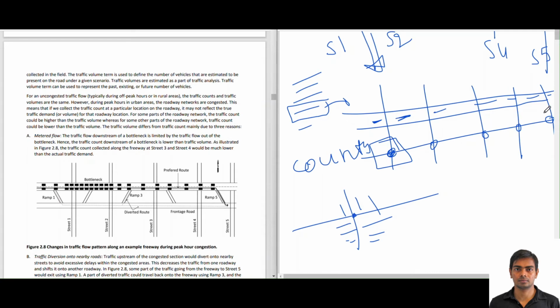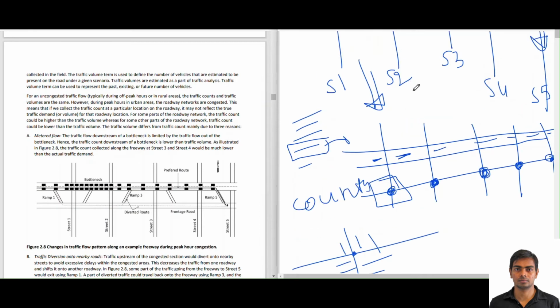Or if I'm working on a Vissim project, then I will try to match the volume that I have observed in the field during that peak hour. Let's say the peak hour is between 4 to 5 p.m.